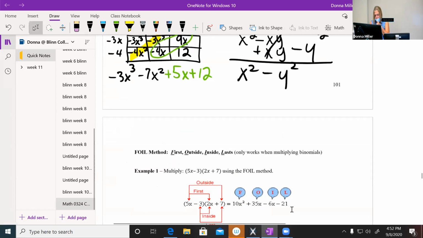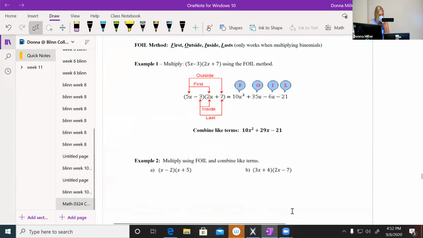All right, now another method. When we have two terms inside an expression, that's called a binomial. Bi means two. When you multiply a binomial times a binomial, remember FOIL? First, outsides, insides, last. That's what FOIL stands for. Basically, if I'm multiplying this, the first would be the first two terms, so 5x times 2x is 10x squared.